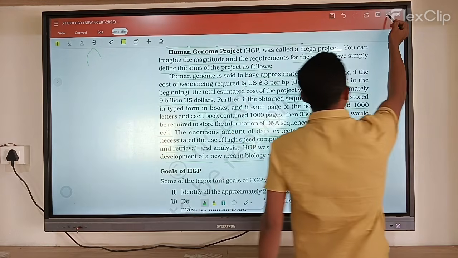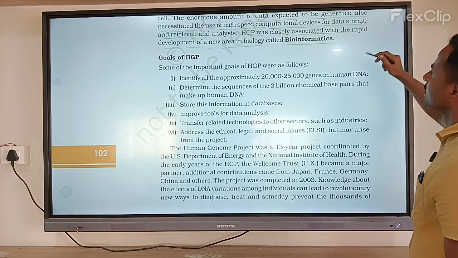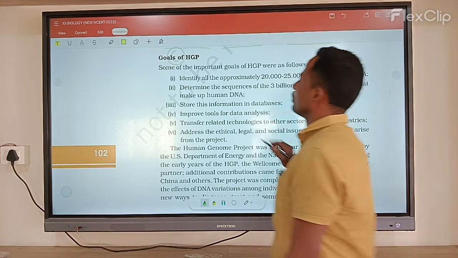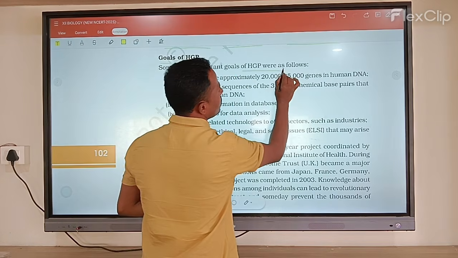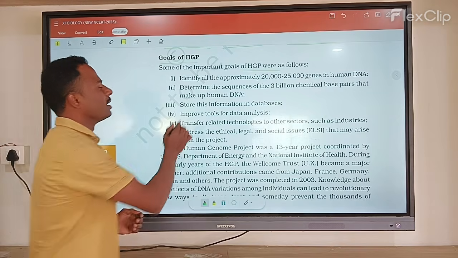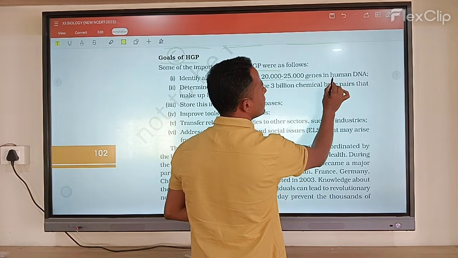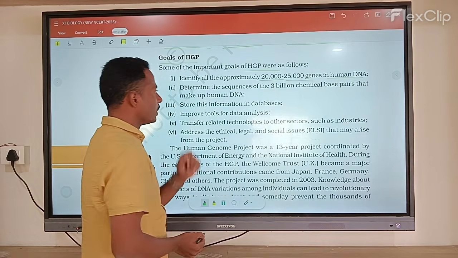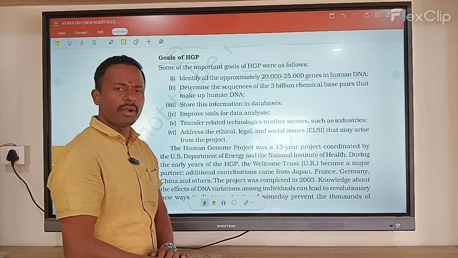What are the goals of the human genome project? Let's discuss the goals here. Some important goals of the human genome project were followed. What kind of goals are present? The first one: identify all the approximately 20,000 to 25,000 genes in human DNA. So approximately how many genes are required? Around 20,000 to 25,000.